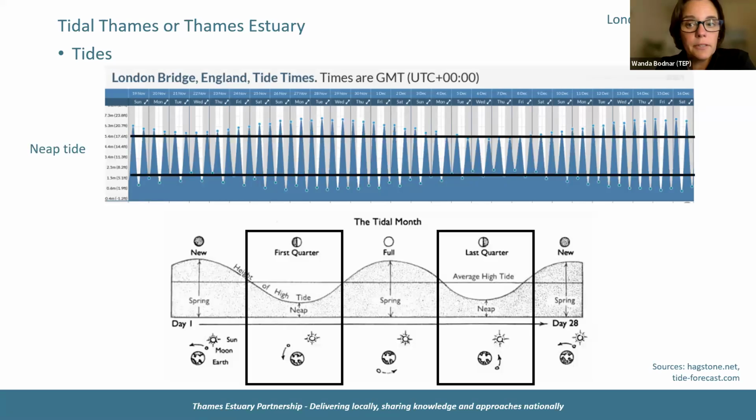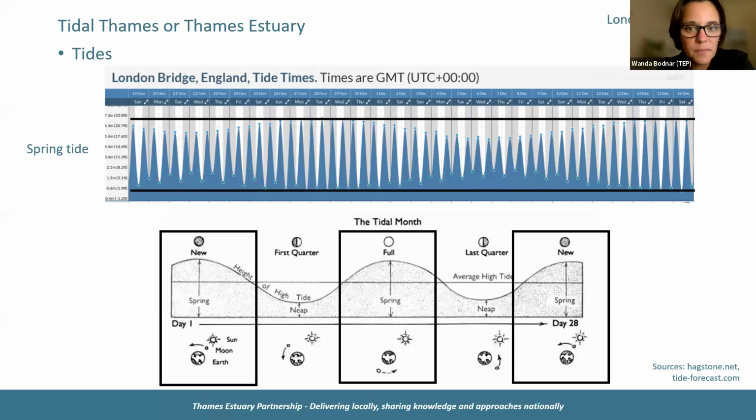Neap tide occurs during the quarter moon phases when the sun and the moon are at right angles to each other, and this angle makes their gravitational forces work against each other, leading to weaker tides. The tidal range of the neap tide is about 3 meters.